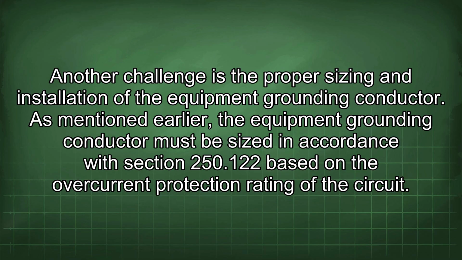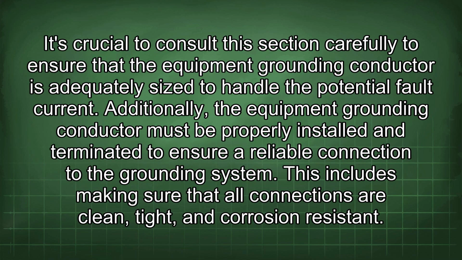As mentioned earlier, the equipment grounding conductor must be sized in accordance with section 250.122 based on the overcurrent protection rating of the circuit. It's crucial to consult this section carefully to ensure that the equipment grounding conductor is adequately sized to handle the potential fault current. Additionally, the equipment grounding conductor must be properly installed and terminated to ensure a reliable connection to the grounding system. This includes making sure that all connections are clean, tight, and corrosion resistant.